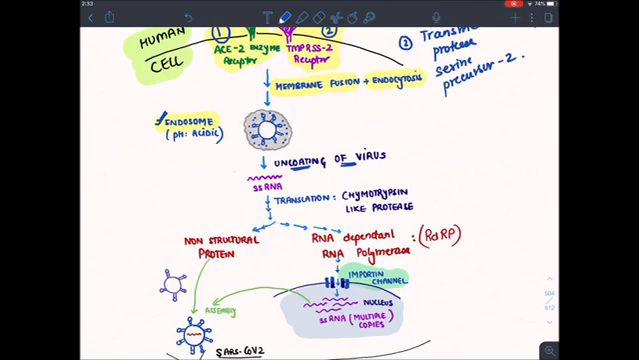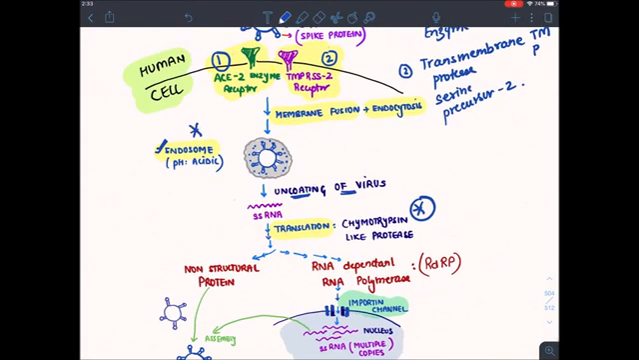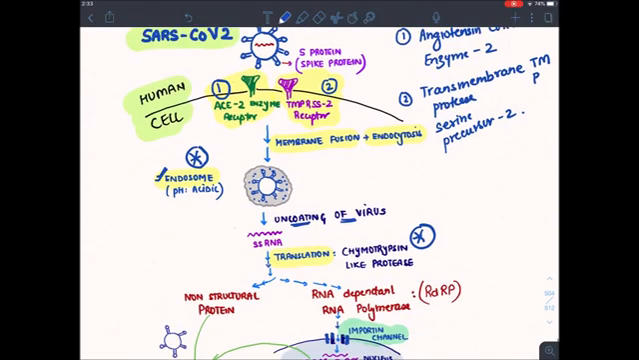Now this single-stranded RNA virus undergoes translation. Translation means synthesis of different proteins. And one very important protease is required, that is chymotrypsin-like protease. So remember this word, I'm making a star. You have to remember this word endosome. You have to remember the words S protein and these two receptors, ACE2 receptor and TMPRSS2 receptor. Why? Because we have drugs against them.